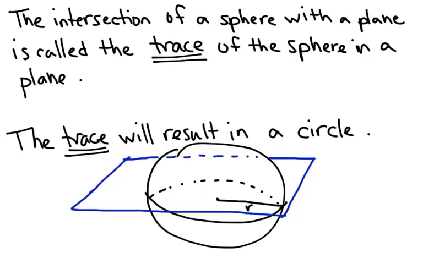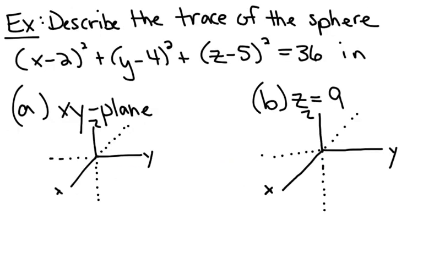The intersection of a sphere with a plane is called a trace of a sphere. If you think of a plane like a sheet of paper, and you were able to put that sheet of paper through a ball, the trace, the part of the paper that's inside the ball, would actually create a circle. So let's talk about the trace of this sphere, (x minus 2) squared plus (y minus 4) squared plus (z minus 5) squared equals 36.